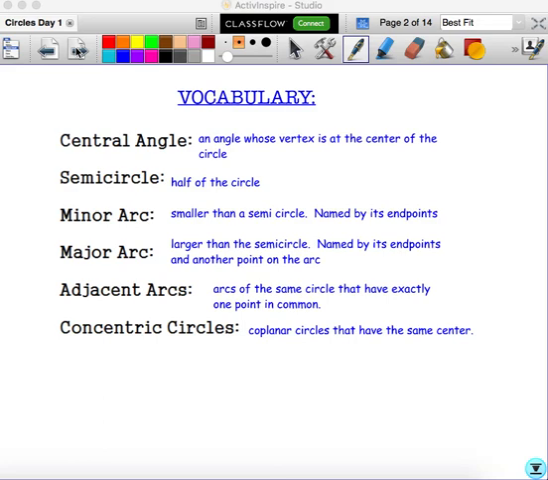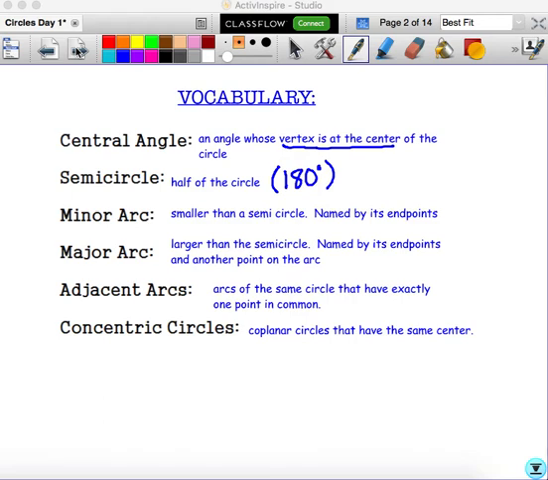A central angle is an angle whose vertex is at the center of the circle. So that's the key component, that our vertex is at the center. A semicircle is half of a circle, and since we know that a full circle is 360 degrees, a semicircle is 180 degrees. A minor arc is a part of the circle that's smaller than a semicircle.